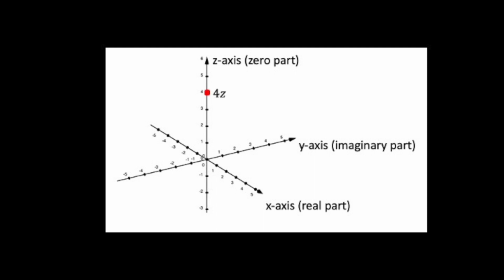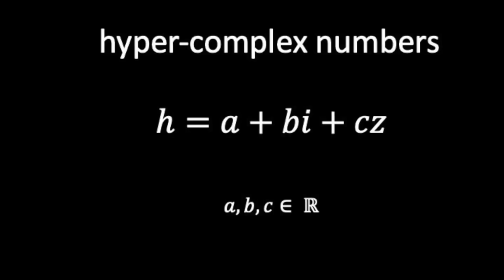In this three-dimensional space, we can represent new numbers, which are combinations of real, imaginary, and zero numbers. We'll call them the hypercomplex numbers. A hypercomplex number h is a number of the form a plus bi plus cz, where i is the imaginary unit, the square root of -1, and z is the zero unit, 1 divided by 0. a, b, and c are real numbers.